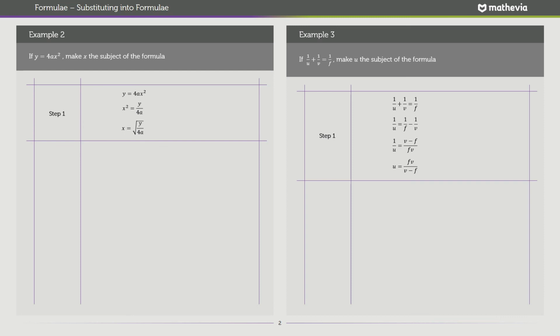So go ahead now and attempt the questions on the worksheet.